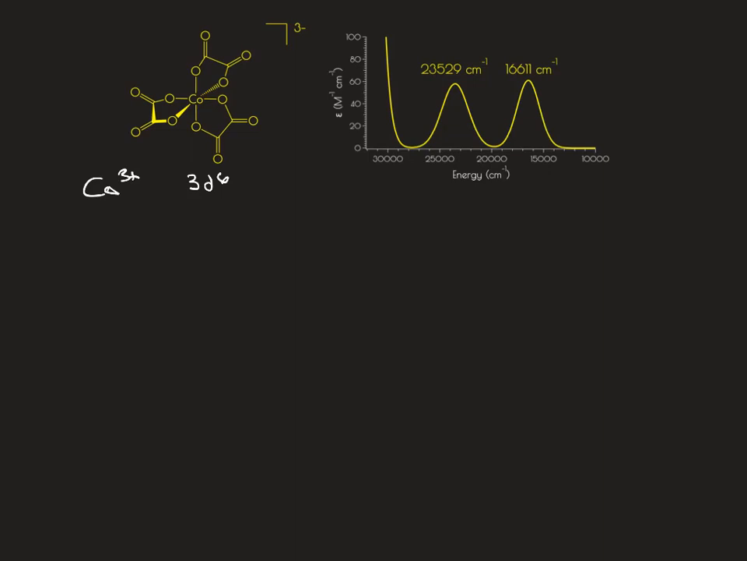One just has to do with the fact that for a 3d6 ion, so here are the 3d orbitals with the 6 electrons occupying those 3d orbitals, we have 210 microstates possible. There is a quintet D term that represents the ground state electronic configuration.